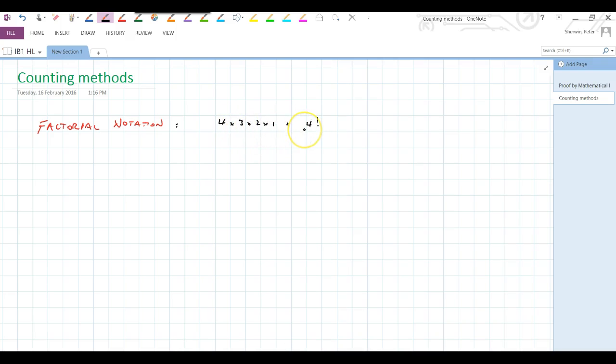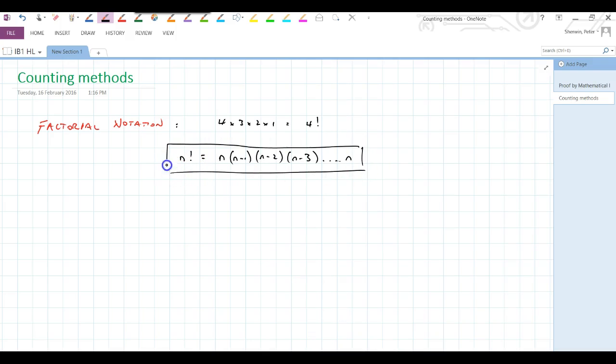4 times 3 is 12, times 2 is 24. Okay, so factorial notation takes a number n and multiplies by 1 less than it, all the way down to 1. So this is n factorial, equal to that. Now we start to look at how to use these principles of counting to find numbers of ways of organizing and arranging things.